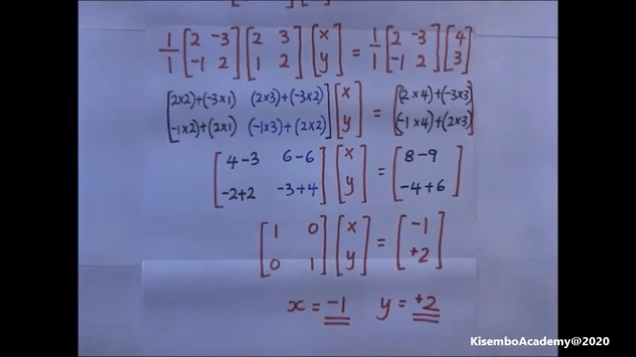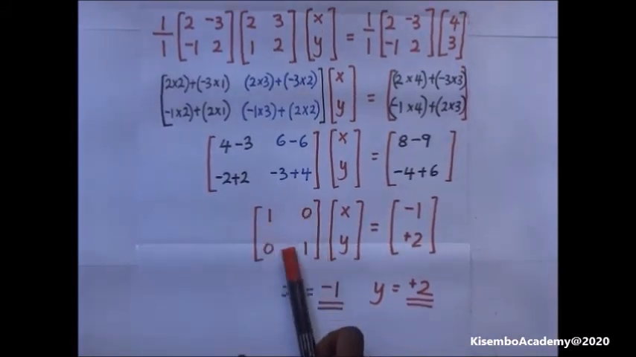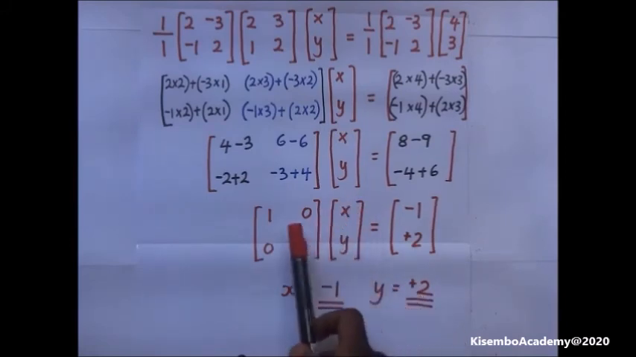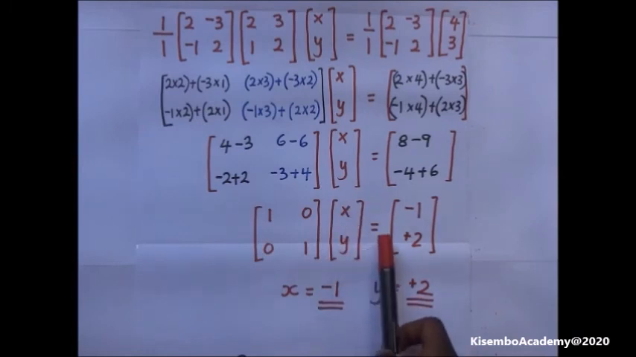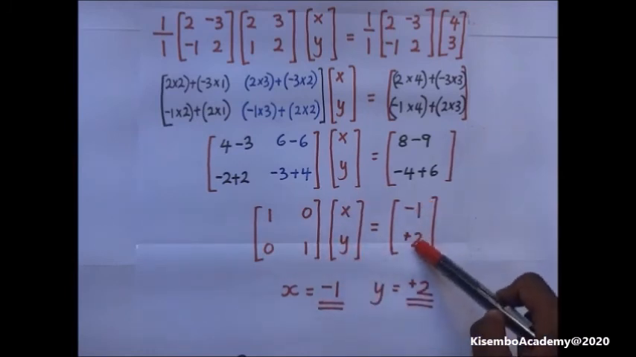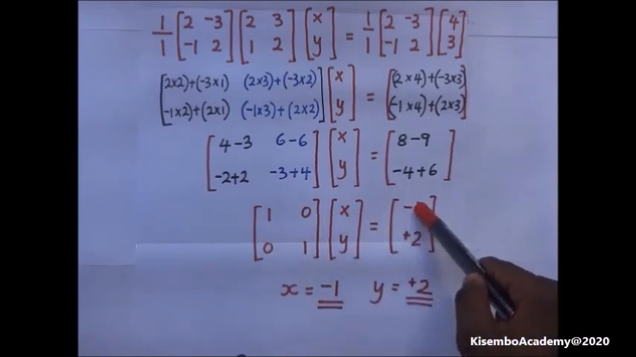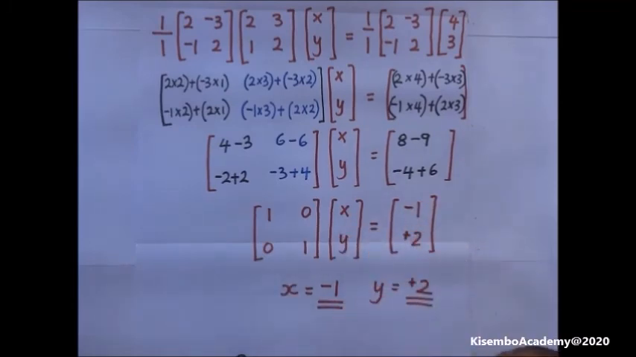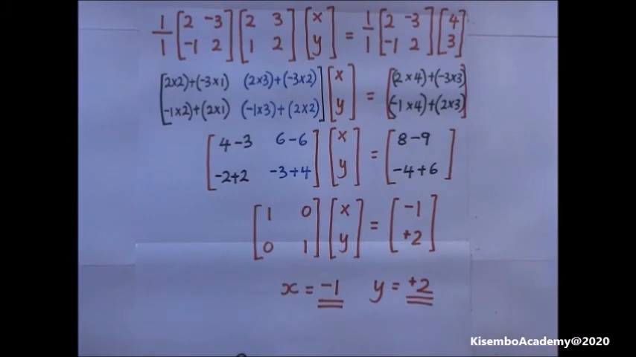So now, of course, when we multiply an identity matrix by any matrix, this gives us the same. This times xy gives us xy is equal to -1, 2. So it means our value of x is -1 and our value of y is +2. And so this is how we solve a simultaneous equation using the matrix method. We'll do one more example.